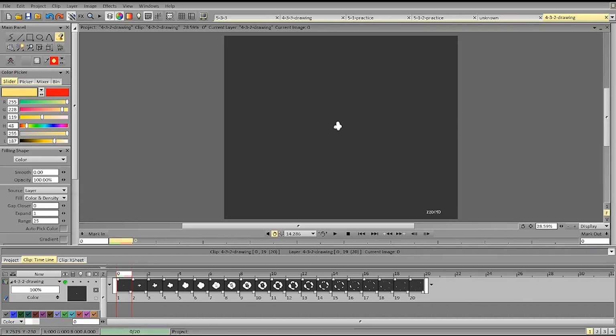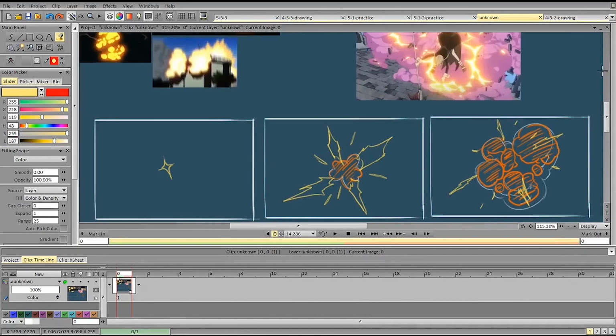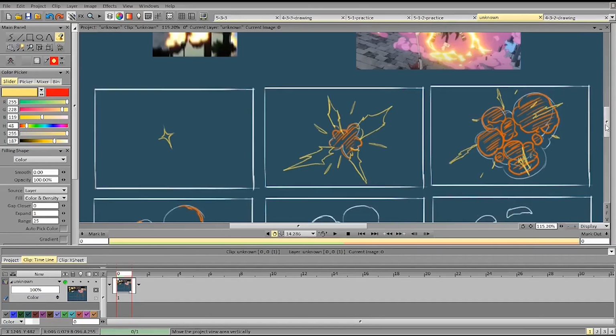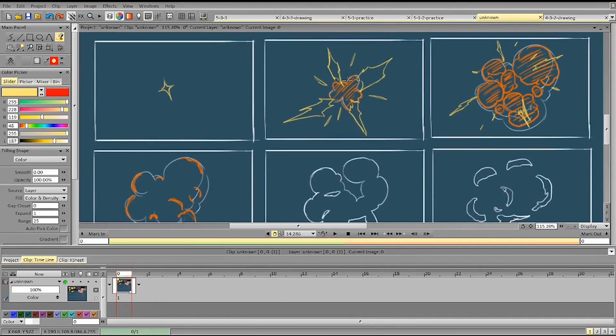So, we'll start with looking at the sketches and concepts. The overall idea is there. For this part, for the sparks, you can make it more dynamic and maybe slightly adjust the angles, but overall it's fine.